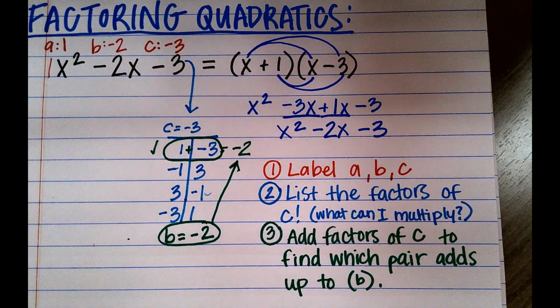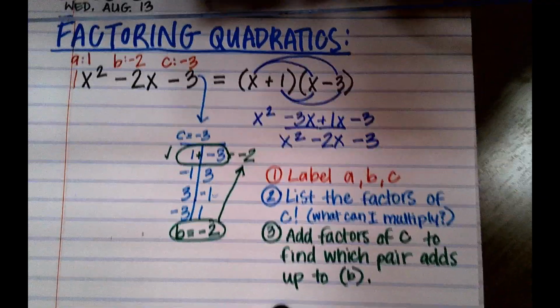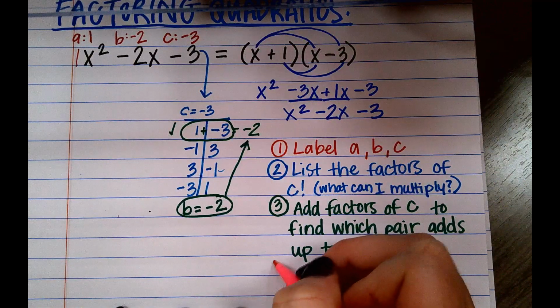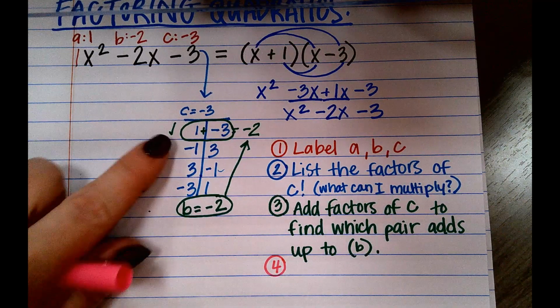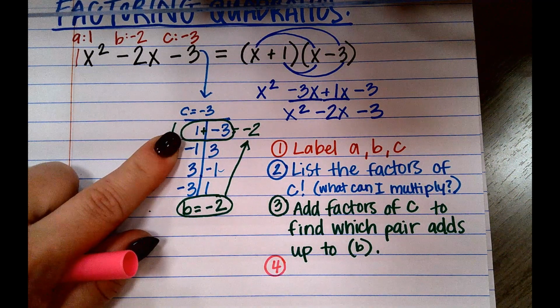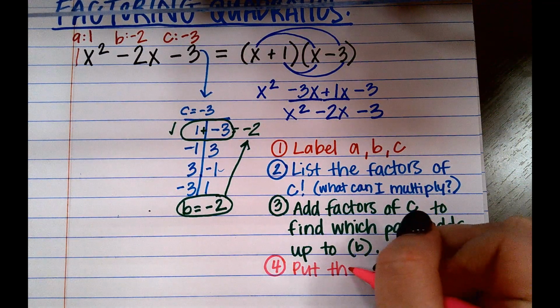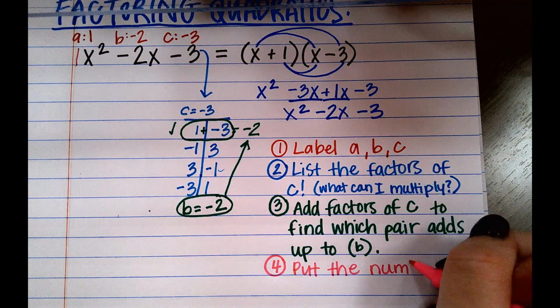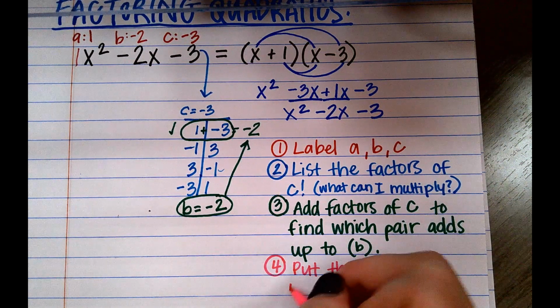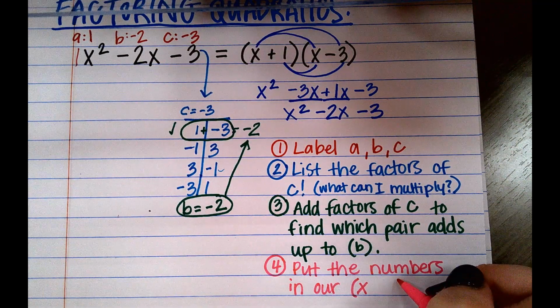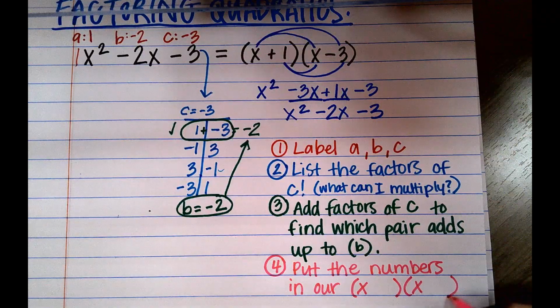Check. Okay. So we added our factors of C. We found the first pair. It does add up to negative 2. So the very last step is, once we know which numbers are correct, we're going to put the numbers in our parentheses. And I haven't drawn your parentheses yet. You'll see what I mean.